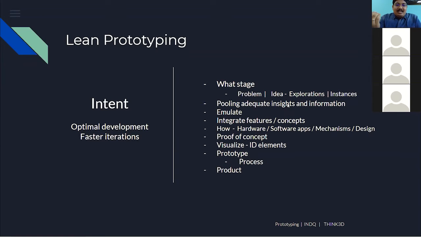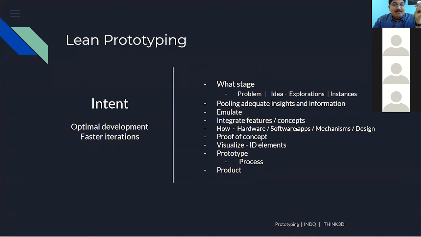and idea. The second thing is pooling adequate insights and information from session 1 and session 2 that we have learned, in understanding the problem in a much better way through certain activities. You pool all of them. Now emulate is also similar. Emulate is like recreating a scenario using available resources. I'll talk about that. Okay, emulate, integrate features, concepts. We'll also talk about how we do quick, faster prototyping through different segments like hardware, software, mechanisms design.